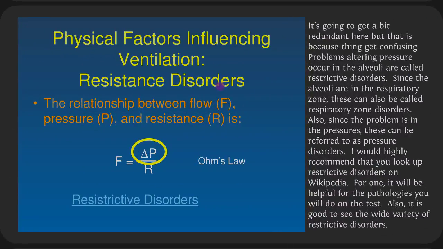It's going to get a bit redundant here, but that's because things get kind of confusing. Problems altering pressure occur in the alveoli and are called restrictive disorders. Since the alveoli are in the respiratory zone, these can also be called respiratory zone disorders. Also, since the problem is in pressures, they can be referred to as pressure disorders. I would highly recommend that you look up restrictive disorders on Wikipedia. For one, it's going to be helpful on your pathologies that you'll do for the test. Also, it's just good to see the wide variety of restrictive disorders.